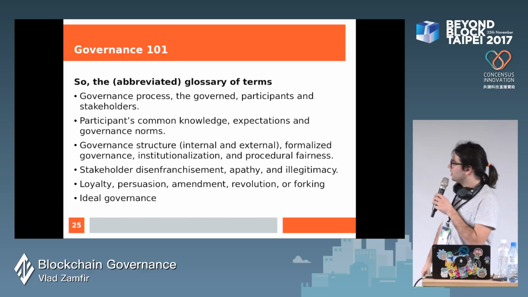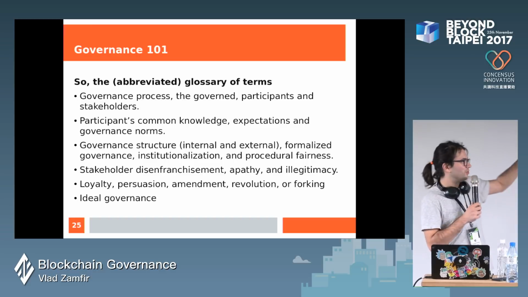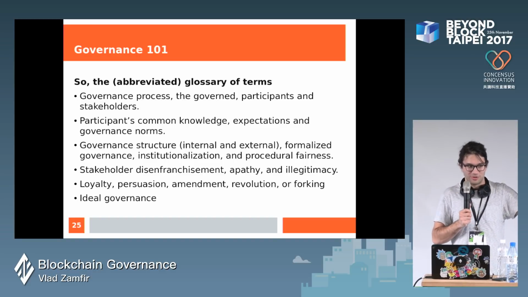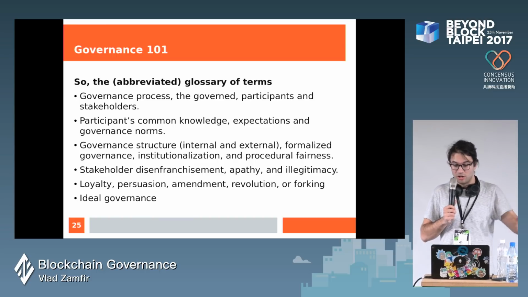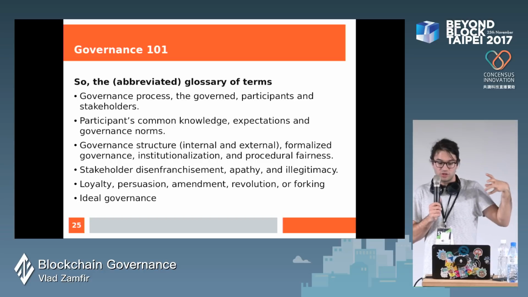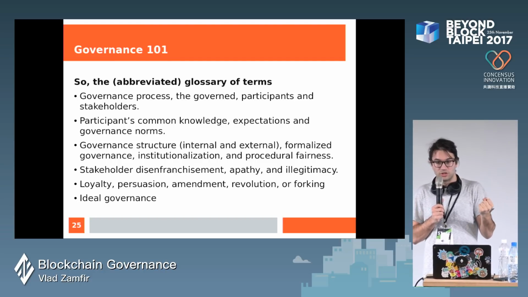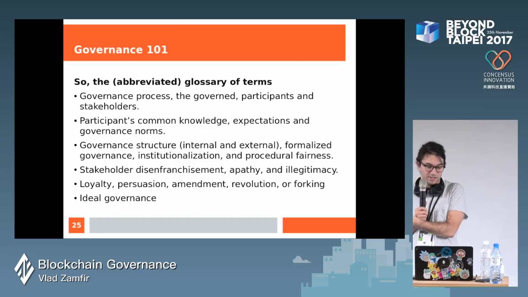So here we go. Quickly over all, these are the key terms I want you to take away. Governance process, the governed participants and stakeholders. Participants have potentially common knowledge, expectations, and norms. Governance structure is both internal and external. Governance can be formalized, institutionalized, and that maybe will lead to more procedural fairness.